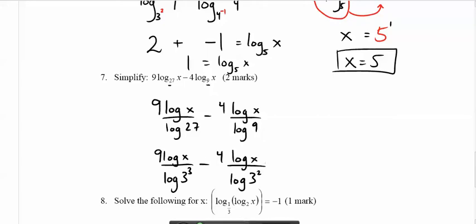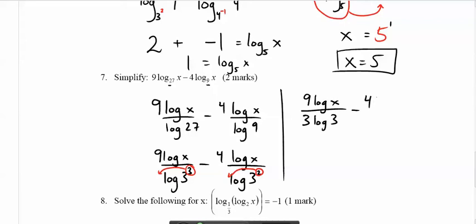Now I can use the power law to make the exponents into coefficients. So this is the same as 9 log x over 3 log 3 minus 4 log x over 2 log 3. Now 9 divided by 3 is 3, and 4 divided by 2 is 2.